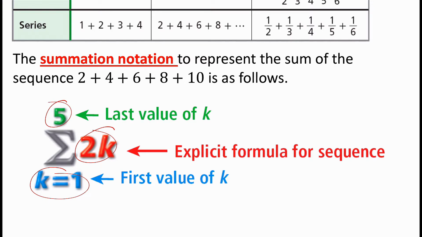So, for example, to find the first term, we do 2 times 1, which gives us that 2. Then to find the second term, 2 times 2, which gives us 4. 2 times 3 for our third term, 2 times 4, 2 times 5. And after we plug in 5, that's where we stop. So let's practice one problem like this.